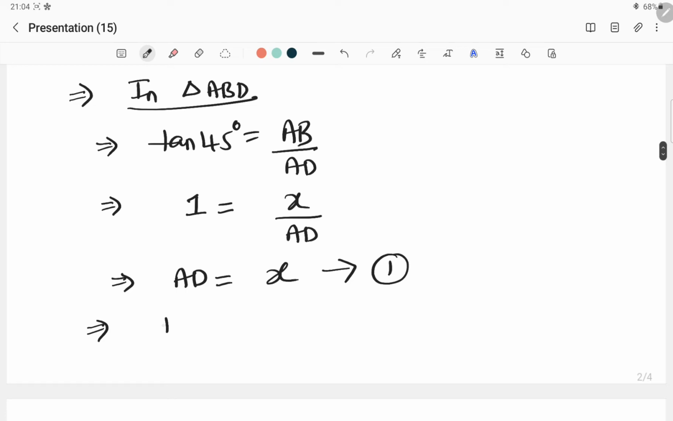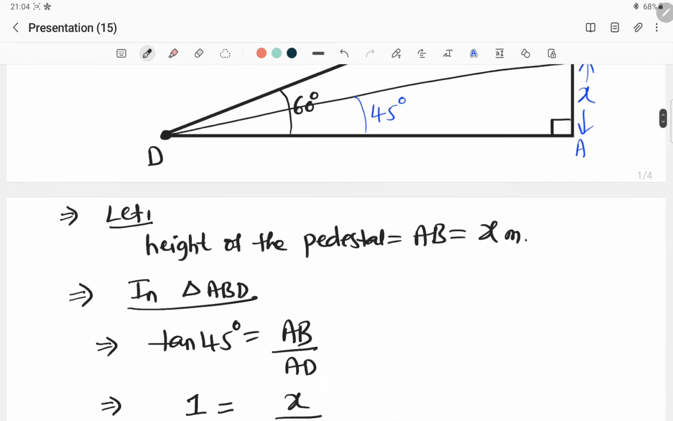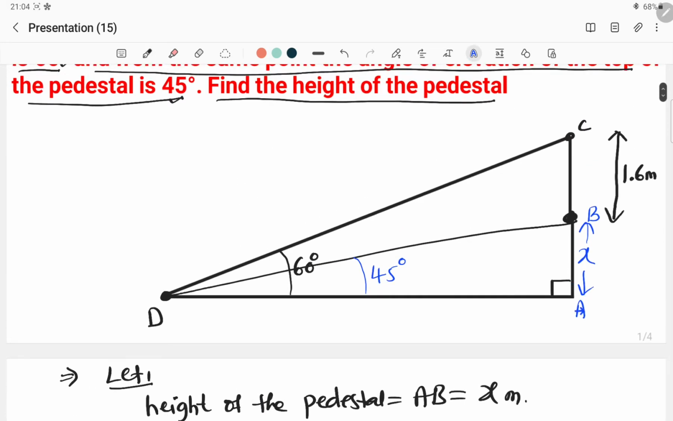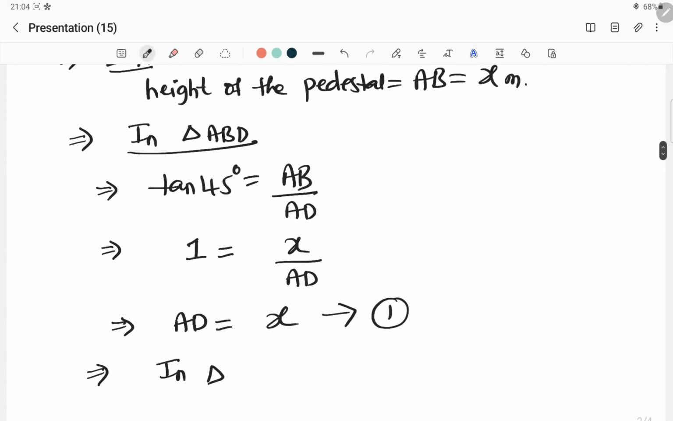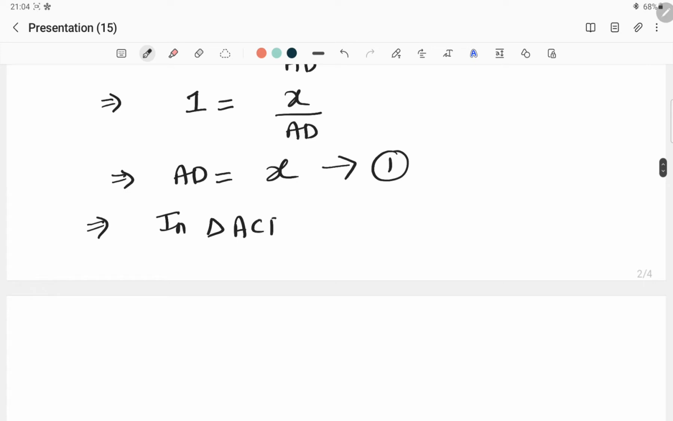Similarly, we are going to have another triangle, the bigger triangle. Have a look at this triangle ACD. Here the angle is 60 degrees. In triangle ACD, we are going to apply tan 60 degrees.